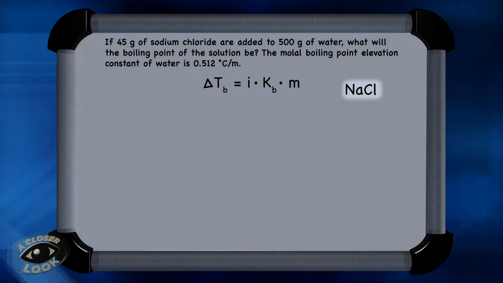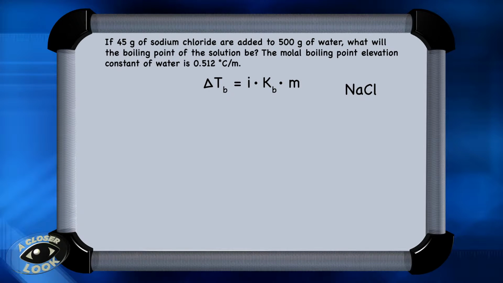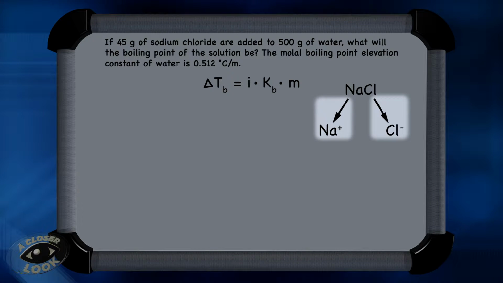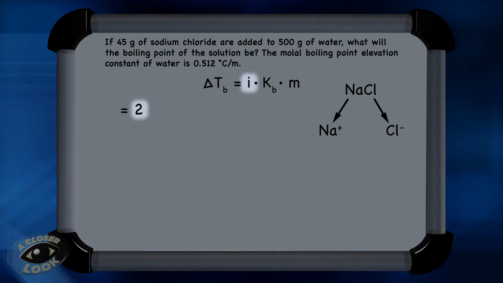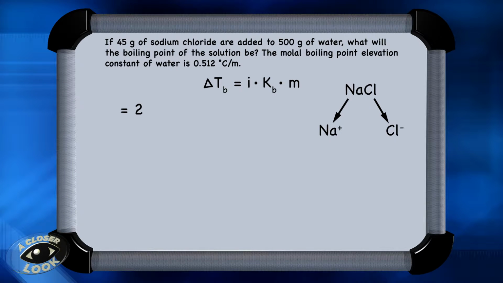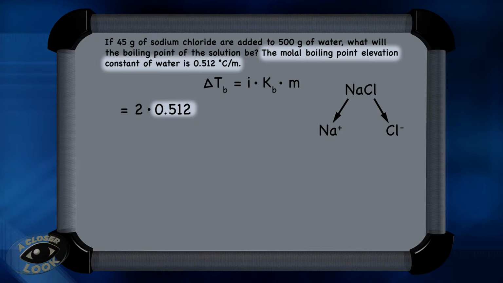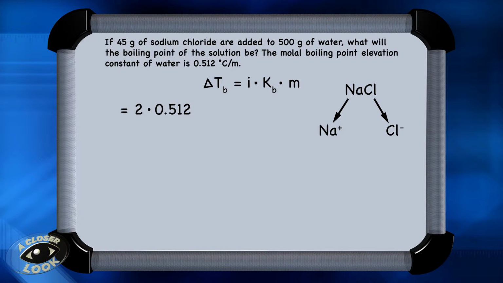We're dealing with sodium chloride, which is NaCl, and when sodium chloride dissolves into the solution, it will produce 2 ions, Na+ and Cl-. So, assuming ideal solution behavior, which we will do for simplicity in this video, the Van't Hoff factor for this solution will be 2, the 2 moles of ions per mole of sodium chloride. The molal boiling point elevation constant for water is 0.512, so we'll place that here.